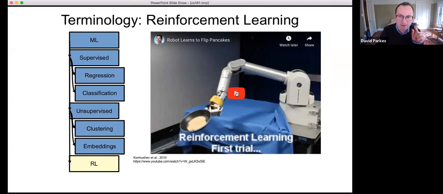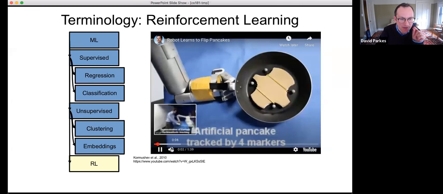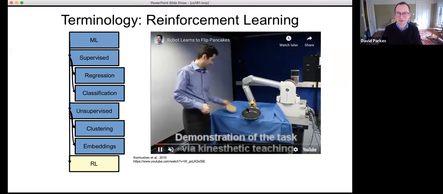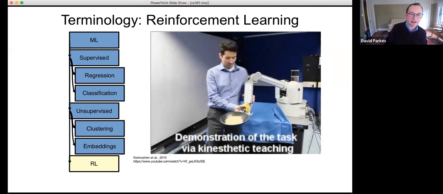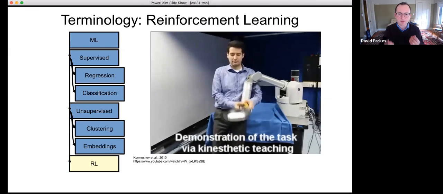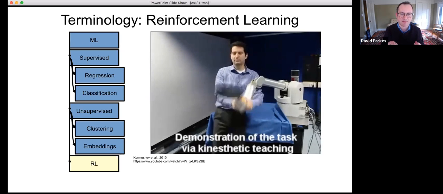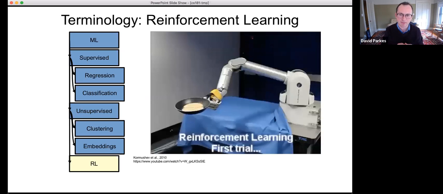Now, this is not going to actually be a pancake. If you saw that, it's like this kind of artificial thing that looks like a pancake. This guy here, who's an Italian AI researcher, is going to, first of all, physically demonstrate to the robot system, to the learning system, how to flip the pancake. Okay, so he's demonstrating this at the moment.